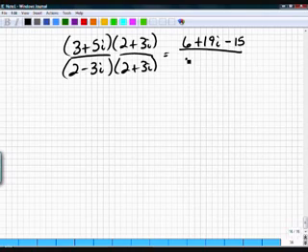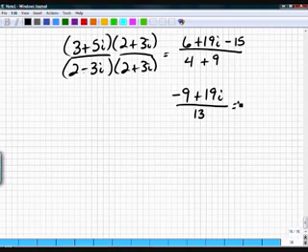On bottom, 2 times 2 is 4. Positive 6i, negative 6i. Don't have to put them. That's the whole purpose of this. Negative 3i times positive 3i is negative 9i squared, which is positive 9. I's are gone on bottom. That was the whole purpose. So on top, 6 minus 15, negative 9 plus 19i over 13, which we split.